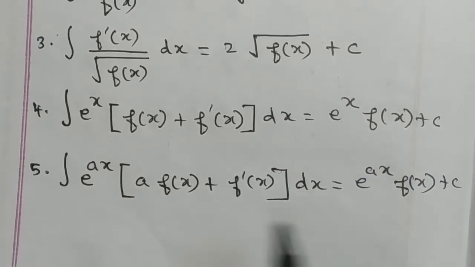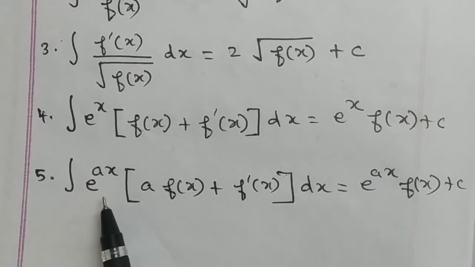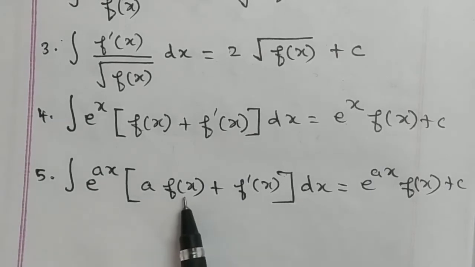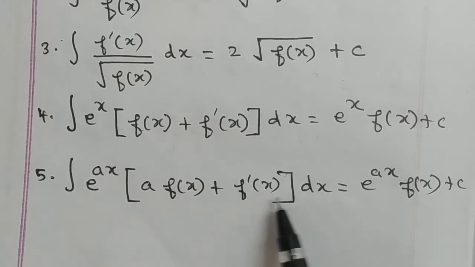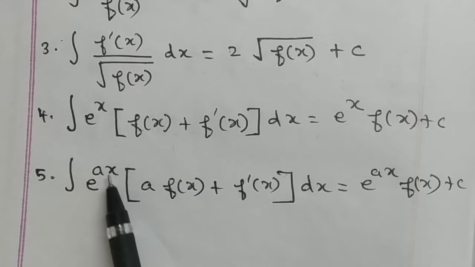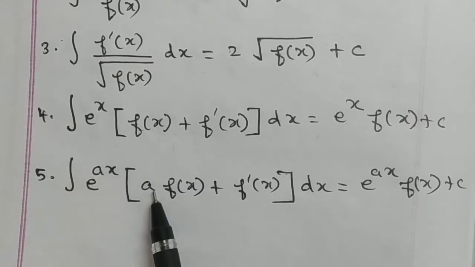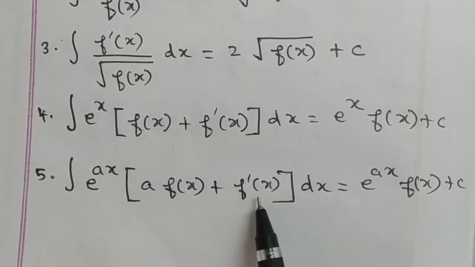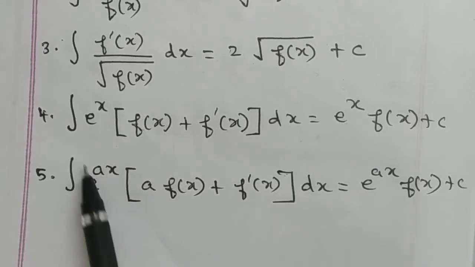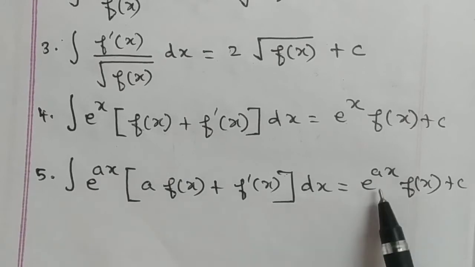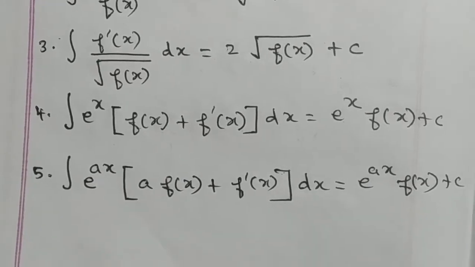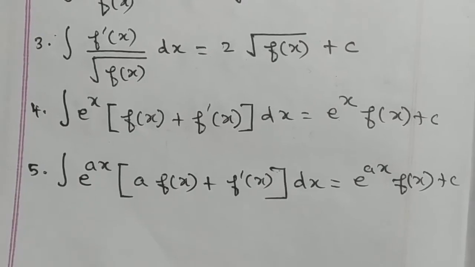Next one: integral of e power ax into a times f of x plus f dash of x into dx. Here a is a constant term. The integral value for this is e power ax into f of x, plus c.